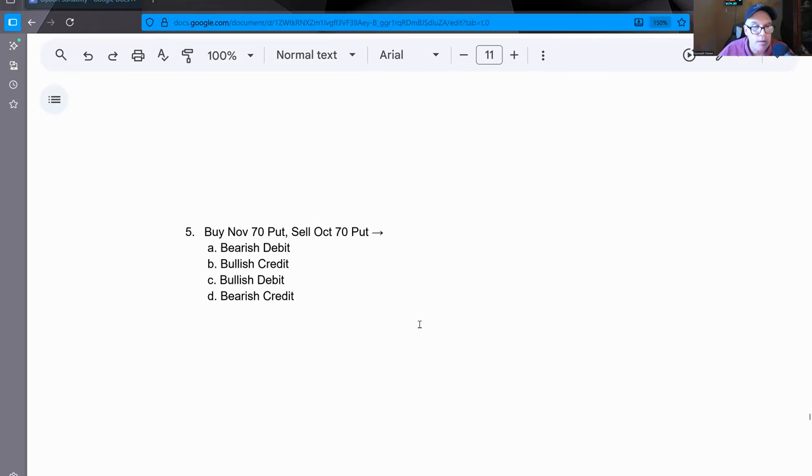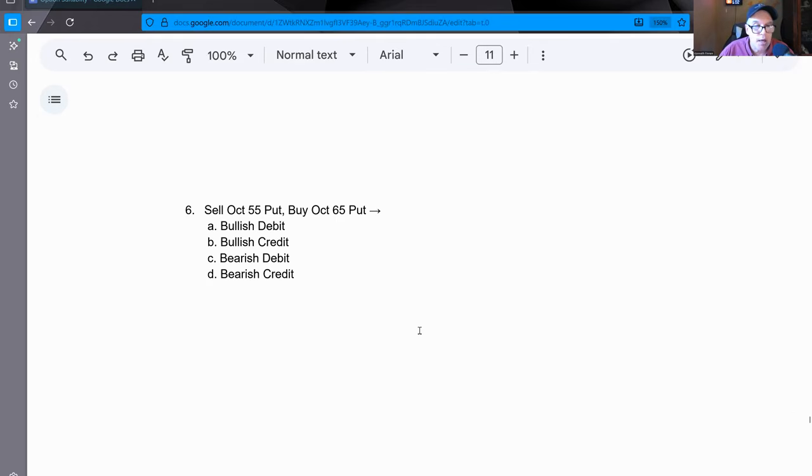Buy a November 70 put, sell an October 70 put. The further month is the dominant. So the November. Buy means debit. So this is a debit put spread. I want to widen it and I want to exercise. I'm also bearish because buying a put is bearish, and it's a debit. So this is a bearish debit. So this is A. I love this. Okay, here we go.